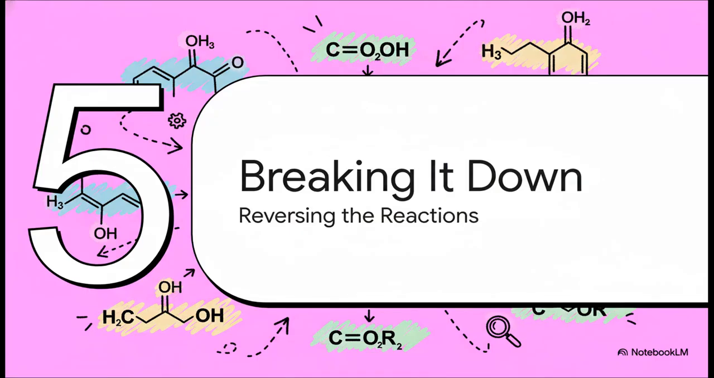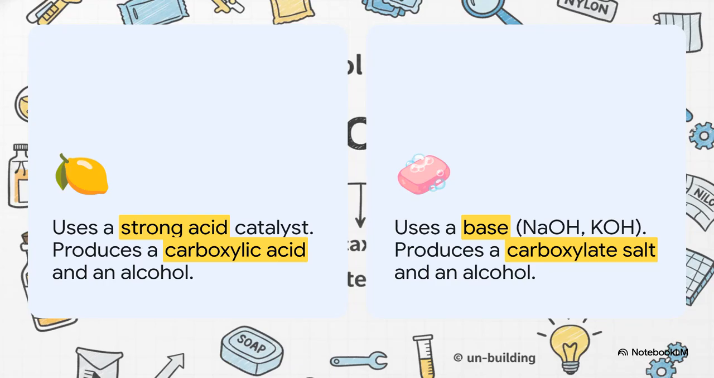So we've seen how to build the family, but chemistry is a two-way street. What about taking it all apart? This process is called hydrolysis, which literally means splitting with water, and it's how we can travel right back up the family tree. Now this is where it gets really cool. As you can see here, you can break an ester in two different ways.